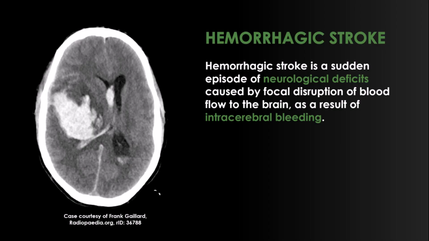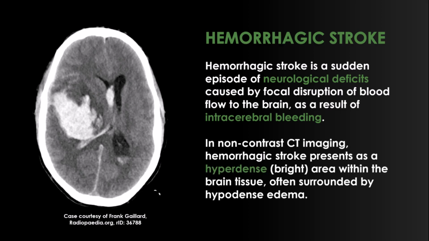So the cause of hemorrhagic stroke is very different, and the appearance is also very different. In non-contrast CT imaging, hemorrhagic stroke presents as a hyperdense or bright area within the brain tissue, often surrounded by hypodense edema. That's what we see in this patient. The right side of the cerebrum has a very large collection of blood.